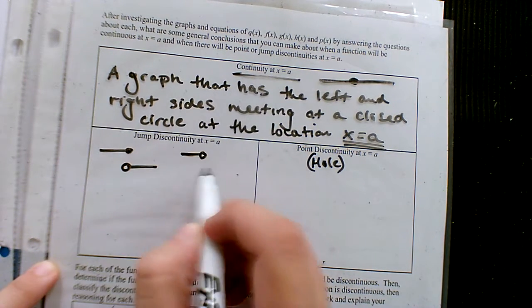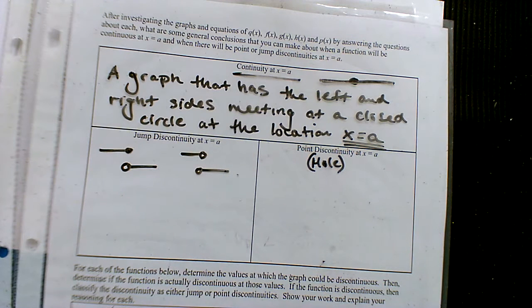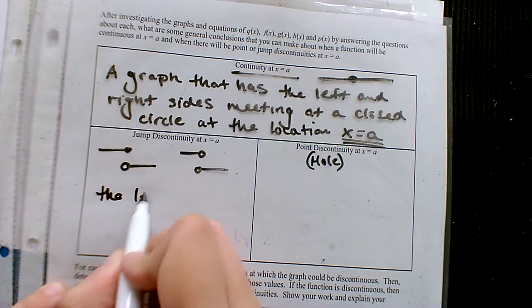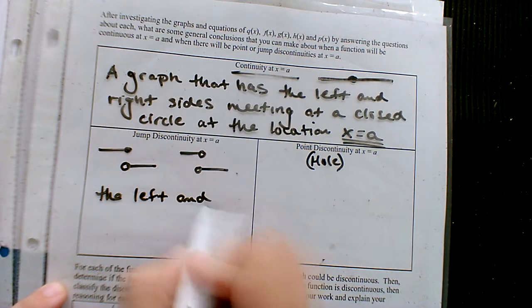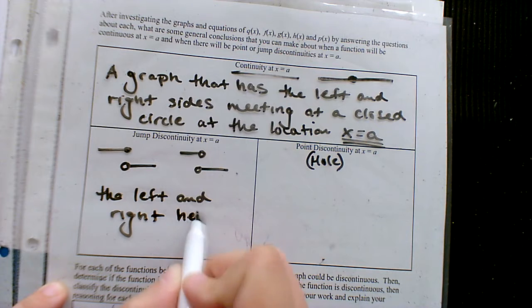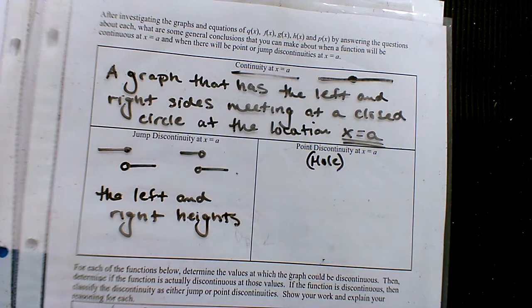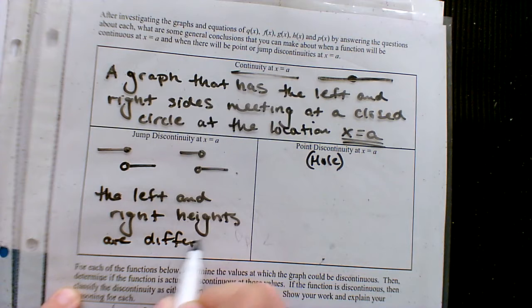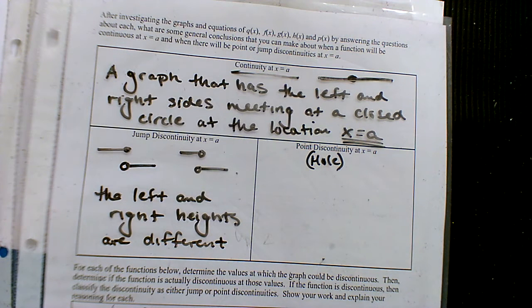For a jump discontinuity, we've seen two examples. Sometimes you can have a closed circle somewhere, sometimes you don't. The point doesn't really matter. It's all about that gap between the sides. So we'll say as a definition, the left and right heights, or y values, whatever term you want to use, are different. There's a gap or a jump between them because they don't have the same height.